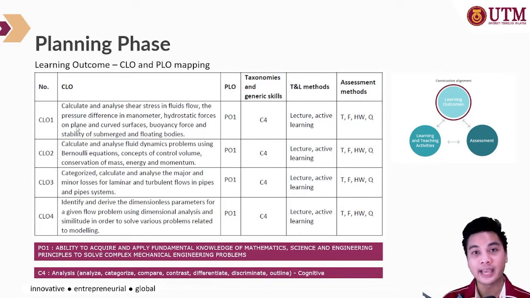So all these 4 CLOs refer to only one PLO, which is Program Learning Outcome number 1, which refers to the ability to acquire and apply fundamental knowledge of mathematics, science and engineering principles to solve complex mechanical engineering problems. And this PLO, PO1, refers to only one taxonomy, which is used to enhance the cognitive skill of the students, as we can see in C4. The level of C4 here refers to analyze, categorize, compare, contrast, differentiate, discriminate and outline.